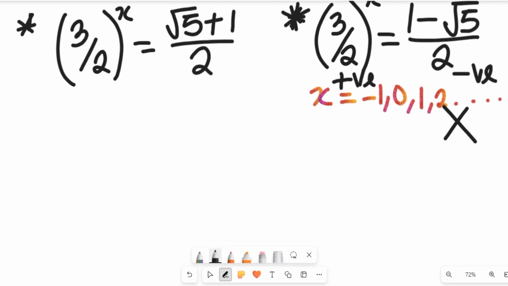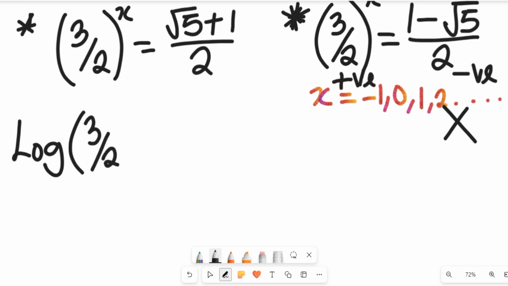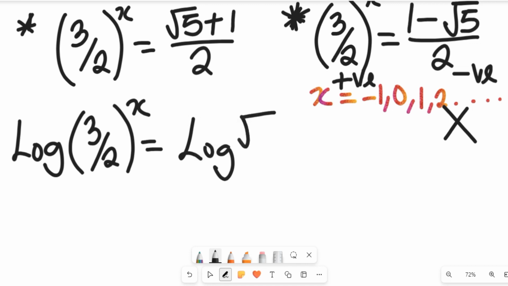To solve this further for the value of x, we are going to look at how we can take the natural log of both sides, or we take the log of both sides. So whichever you feel like working with, you can truly work with that. So let's look at taking the log of both sides. If we take the log of both sides, we're going to have the log of 3 divided by 2 all to the power of x to be equal to the log of root 5 plus 1 divided by 2.